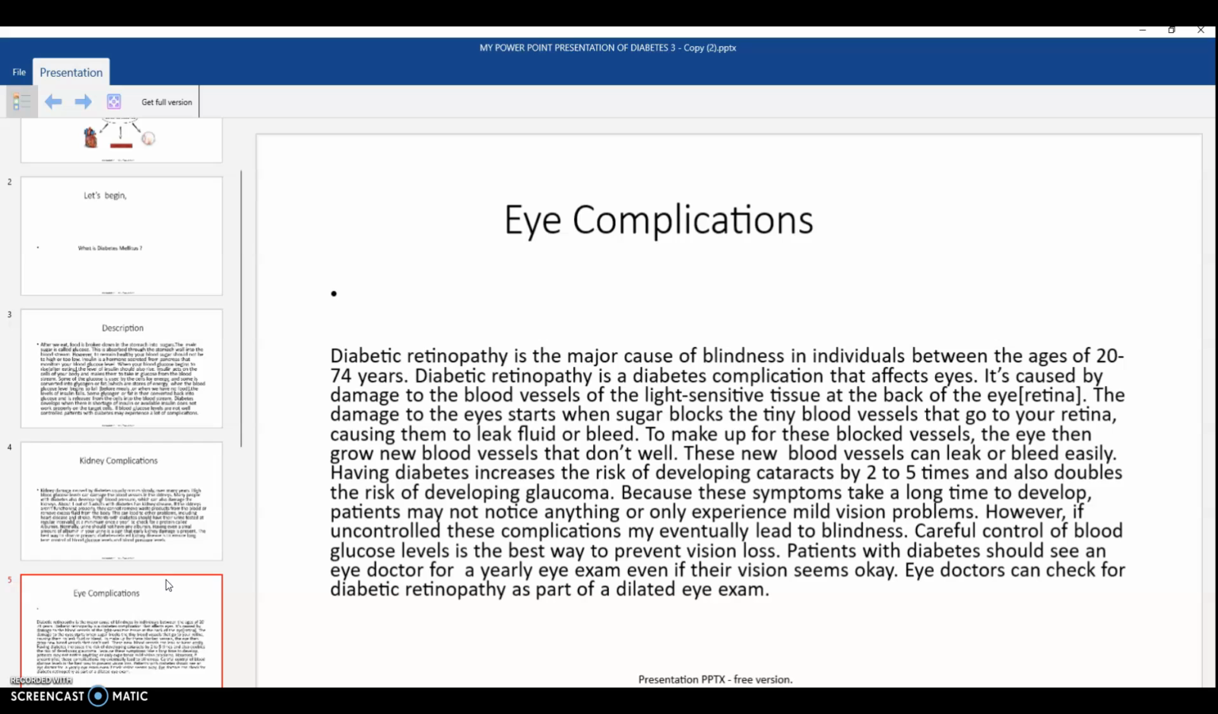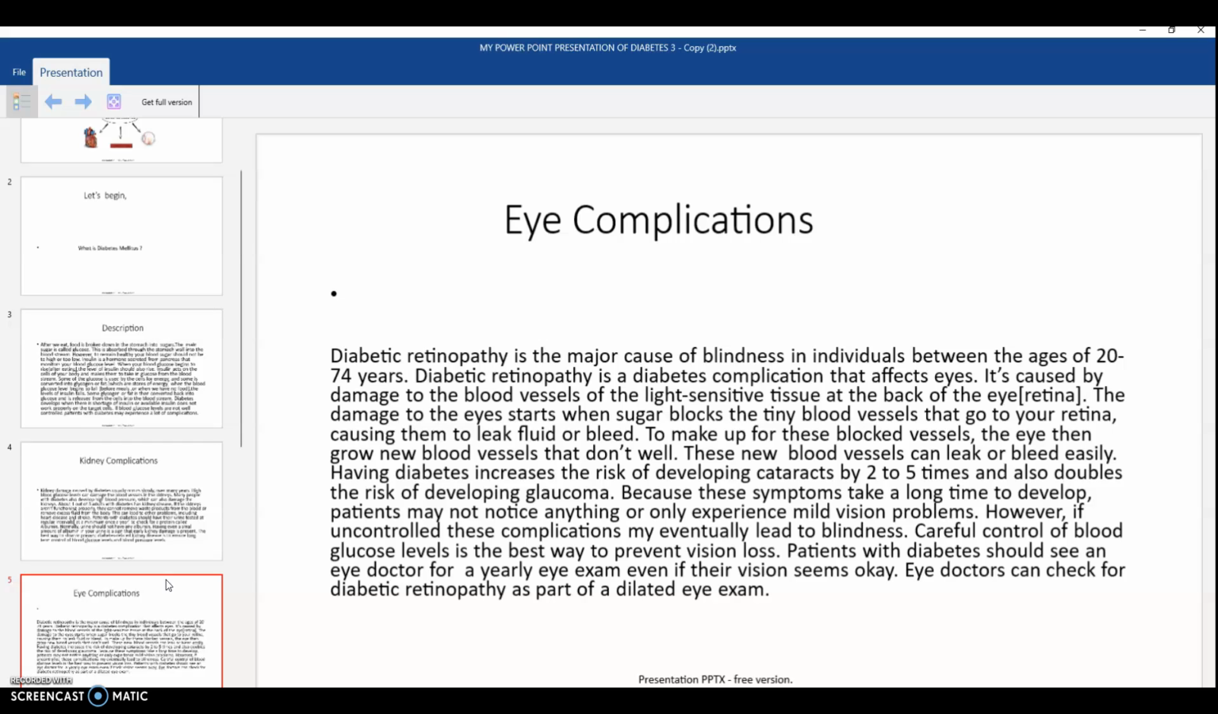And these new blood cells stop working, and once they stop working, blood vessels leak or bleed easily. Having diabetes increases the risk of developing cataracts by 2 to 5 times, and at times doubles the risk of developing glaucoma. These symptoms of eye complication or retinopathy may not be noticed, but a person may just experience some complications that lead to blindness.